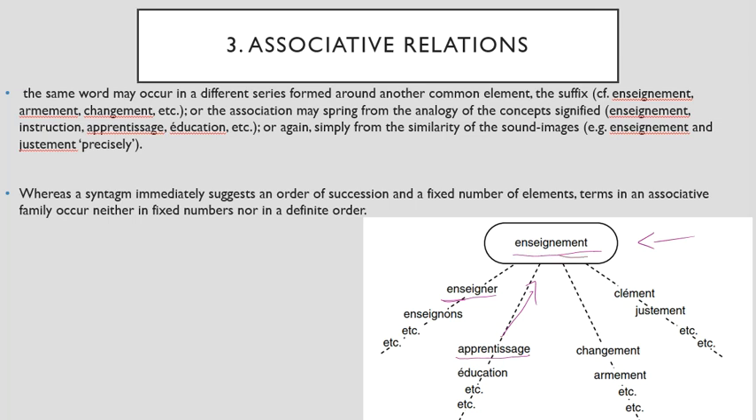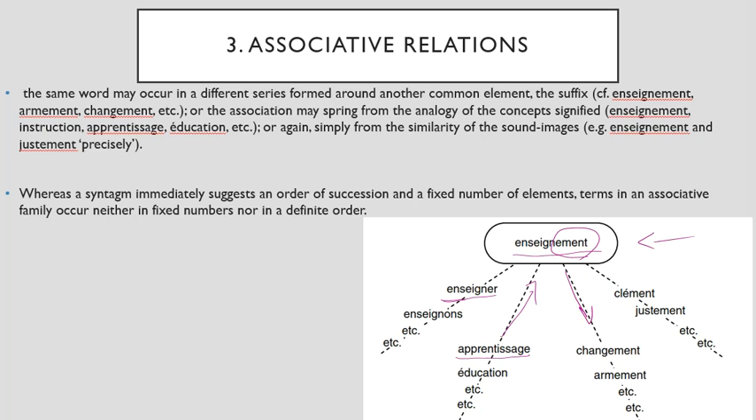And then enseignement has ment at the end, so when I think about it, I think of changement and armement, etc., or clément and justement. And these are associated in a circular manner in my mind. So this is not linear and this is not related to structure at all. It can be words based on different things, analogy, contrast, meaning, whatever you think about. The associations can come from anything that you want.